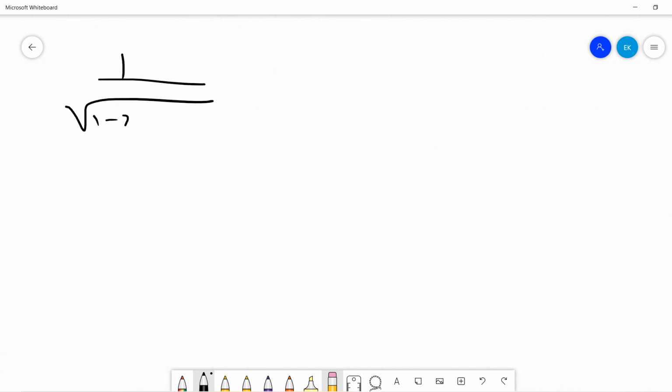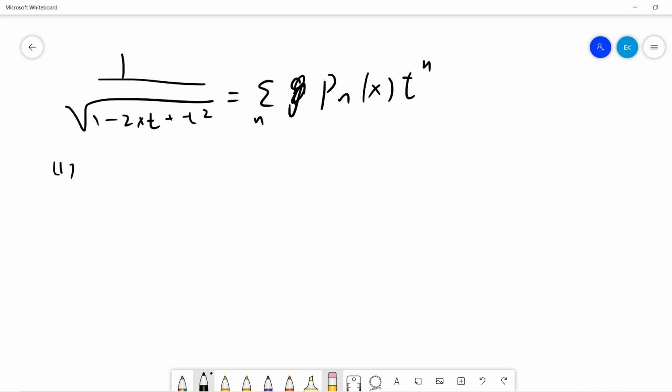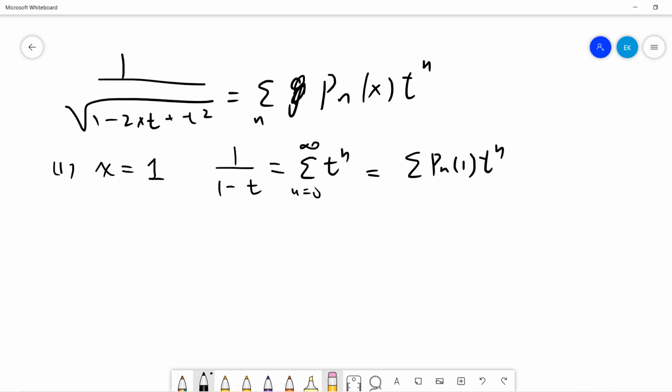Remember that we have the generating function, the sum of P_n(x) t^n. If I put x equal to 1, the left hand side will become the sum from n equals 0 to infinity of P_n(1) t^n. So P_n(1) is 1 for all n.